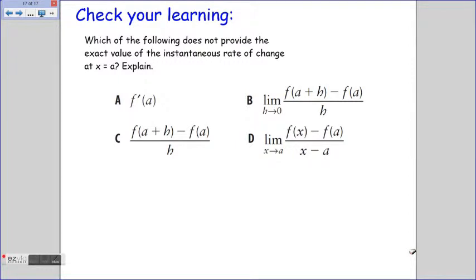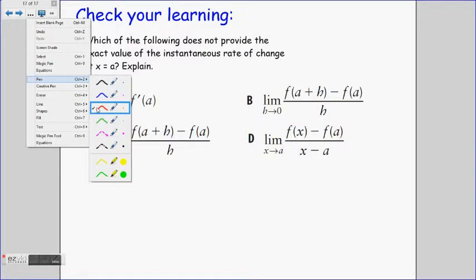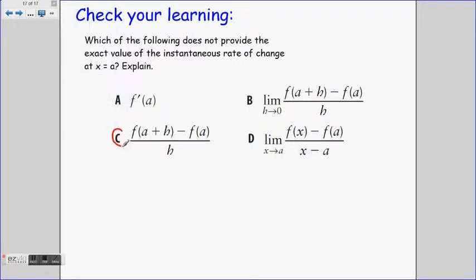We just have one more thing to take care of, and that is checking your learning. Which of the following does not provide the exact value of the instantaneous rate of change at x is equal to a? And explain. So you're going to make your choice right now. And the answer in this case is C. The reason is because this gives you the slope of the secant rather than the instantaneous rate of change.